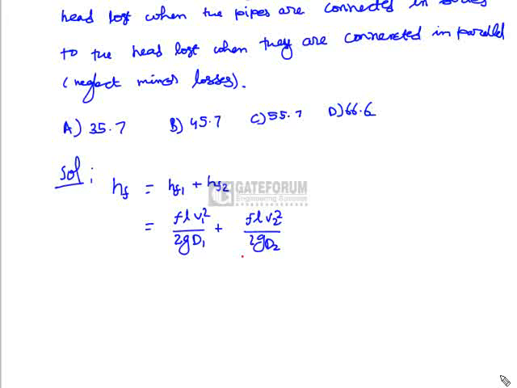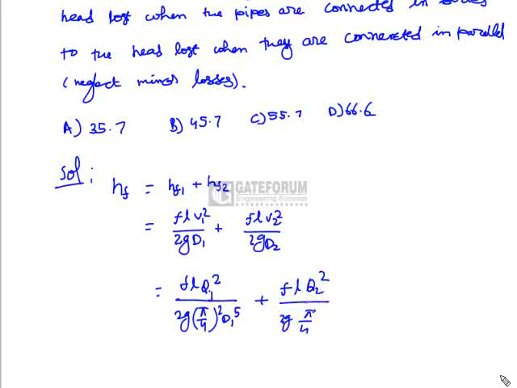And here we can write Q is equal to velocity into area, so we can modify it as FL Q1 square by 2G into pi by 4 whole square into D1 power of 5. That is, here we are converting V1 in terms of Q and area, plus FL Q2 square by 2G into pi by 4 whole square D2 power of 5.